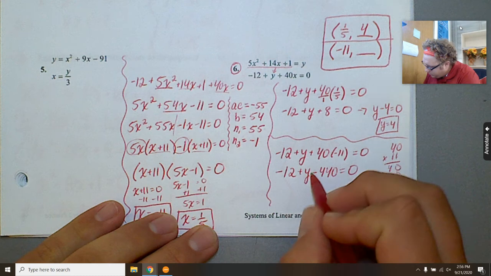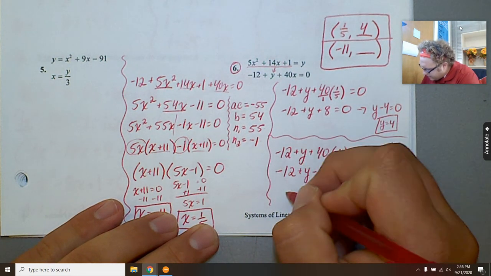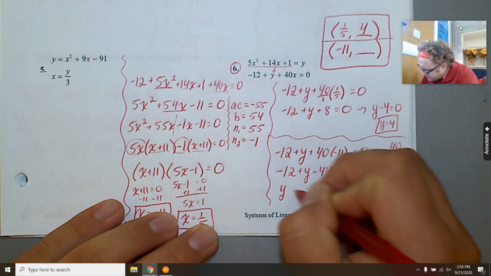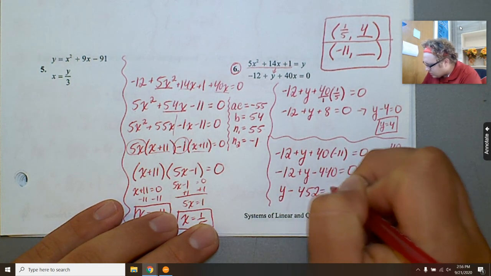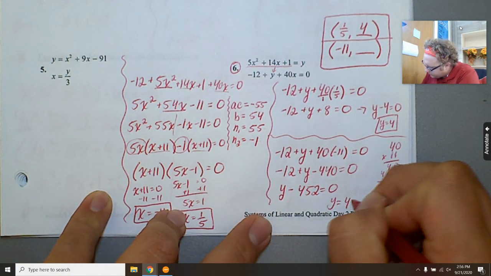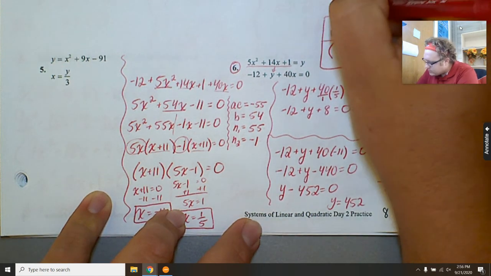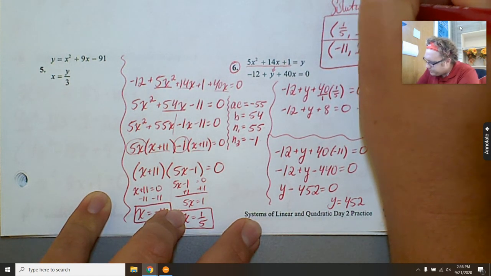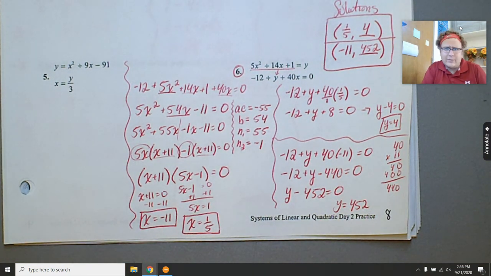I would grab a calculator, but I want to show you can do it without using any technology. I am going to now combine the -12 and the -440, and that means I have y minus 452 equal to 0, and you add that over, you get y equals 452. So 452 goes in there, and those are our solutions. Okay? So again, pause, rewind, whatever you got to do, but I'm going to move right into number 9.